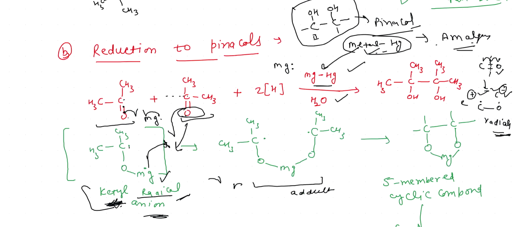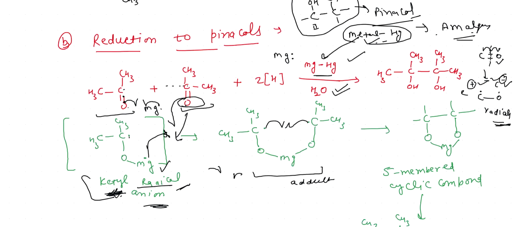Now, these two carbons carry a radical. Each carbon carries this radical. These radicals will also get paired up, and you will get a carbon-carbon single bond upon pairing. Okay. Now we have also used water in this reaction. Upon addition of water, what is going on? This is a five-membered cyclic compound.